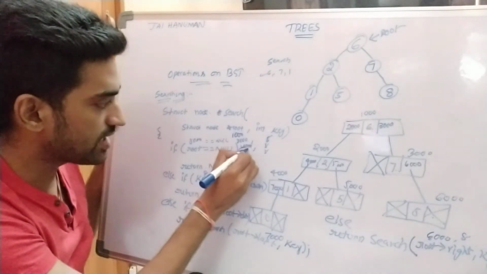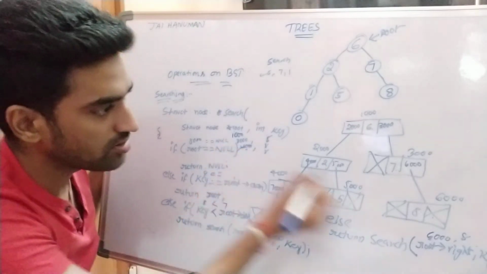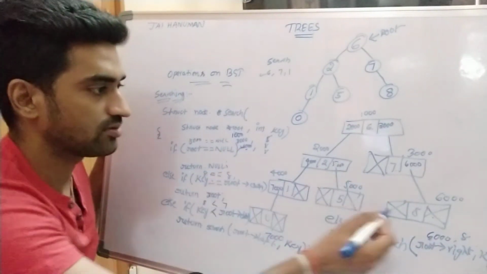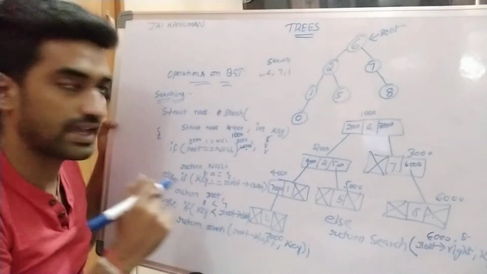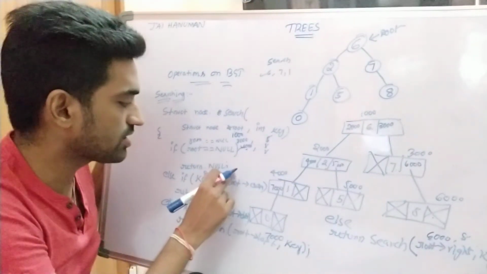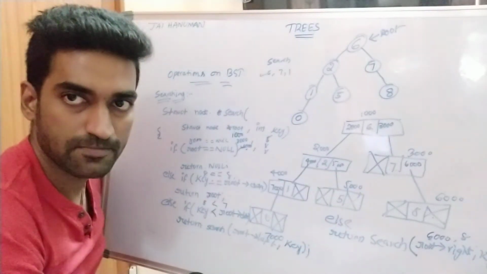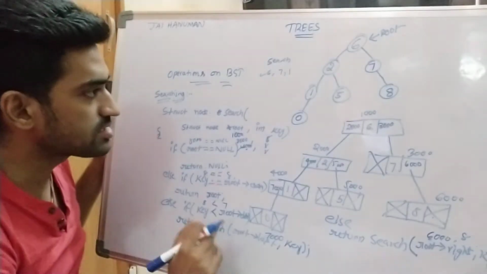So what is the root value? 6000. 6000 holds the 8. 8 is equal to 8. Return root. So 8 is found. At which location? 6000 memory location. Right? So this is about searching operations.